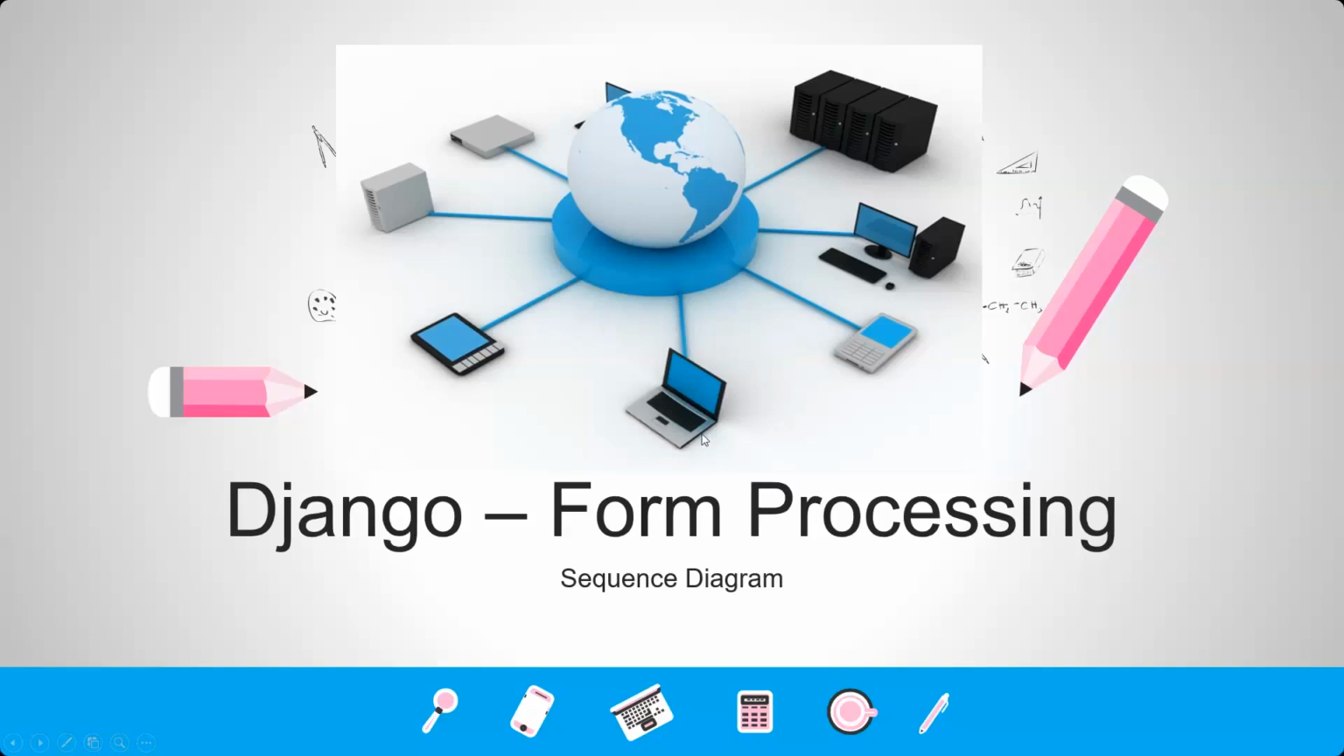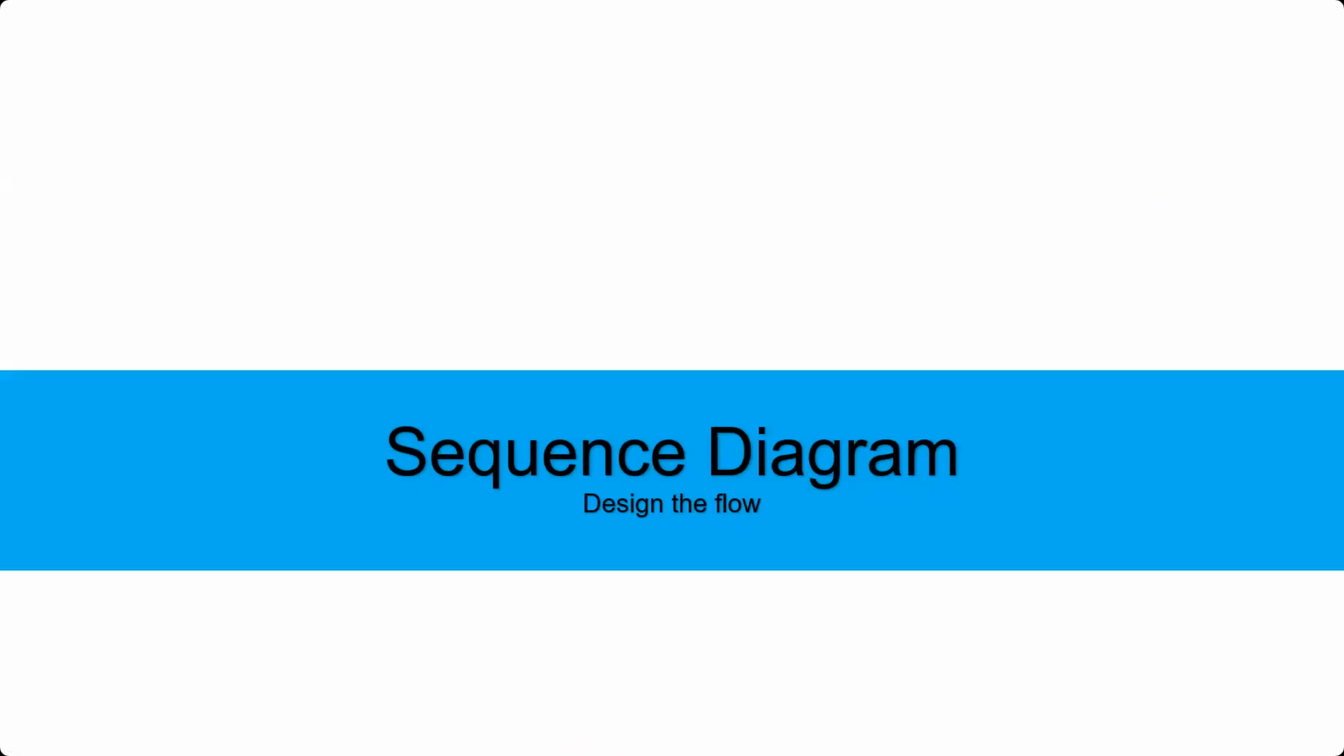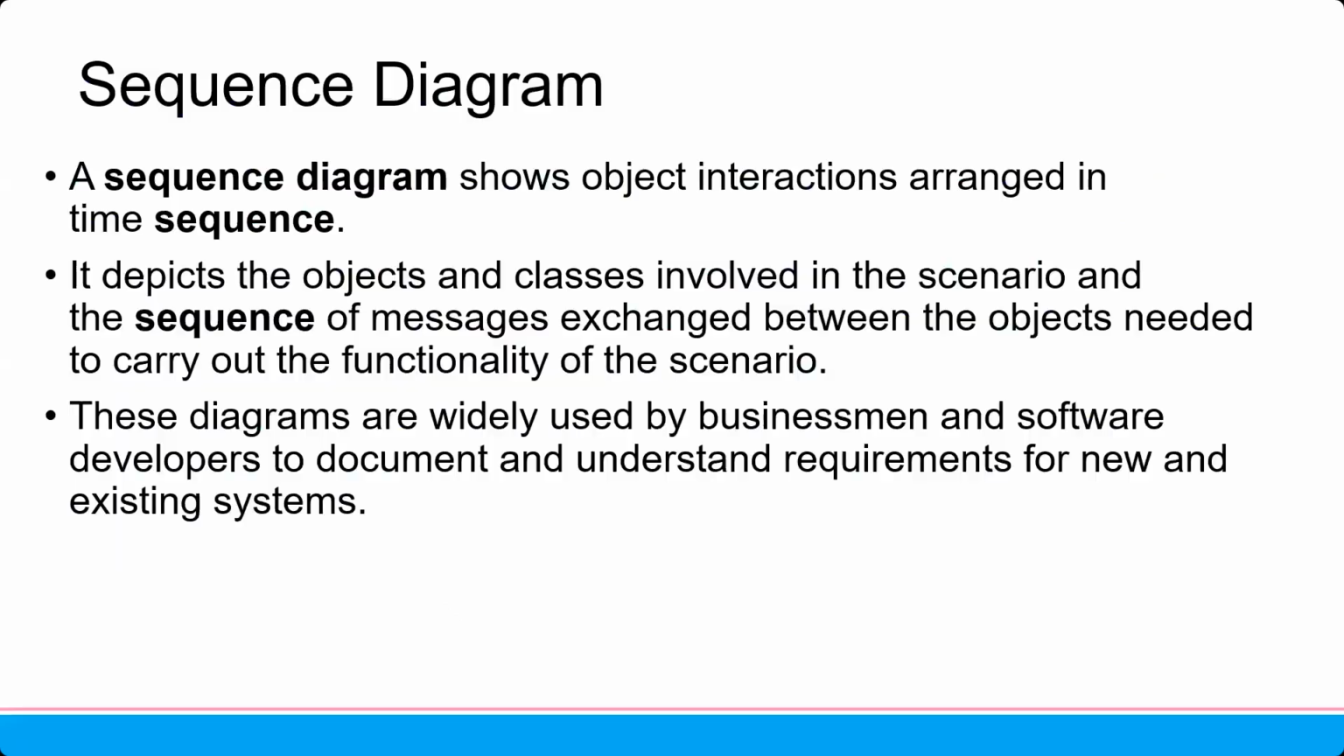So in this section, we'll discuss the sequence diagram. So what is a sequence diagram? In the information system, we can draw a sequence diagram to show the object interaction. So there will be some objects, maybe a user object or data object, and there will be some interaction arranged in time sequence.